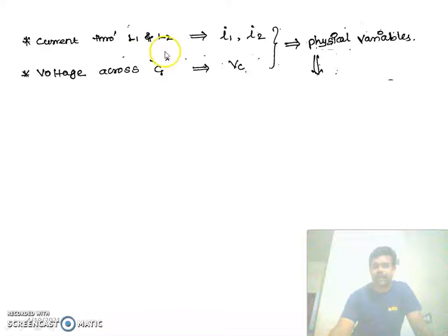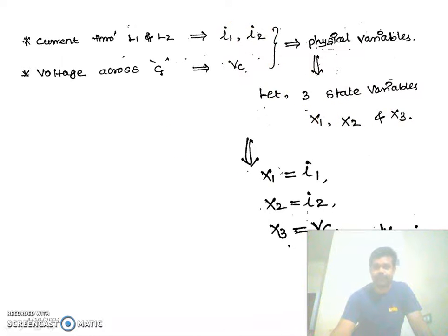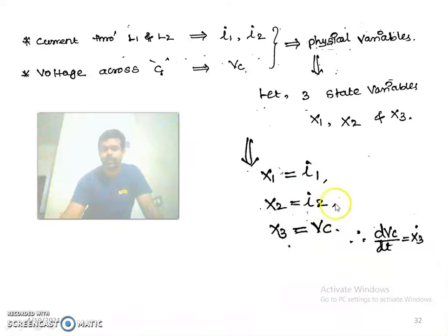Now the currents through the inductors L1 and L2 are I1 and I2, and the voltage across the capacitor C is Vc, as these three are the state variables. The state variables are x1, x2 and x3. I1 is x1, I2 is x2 and Vc is x3. This is the voltage across the capacitor. So what is dVc by dt? That is x3 dot.